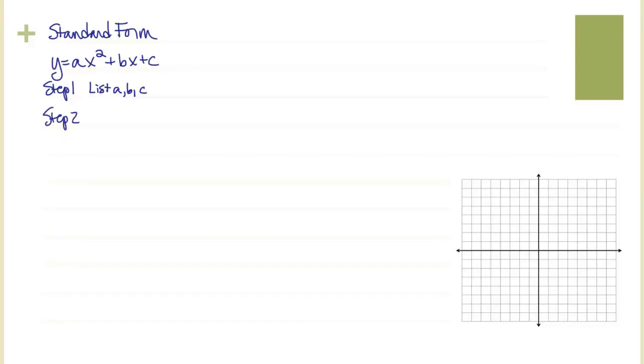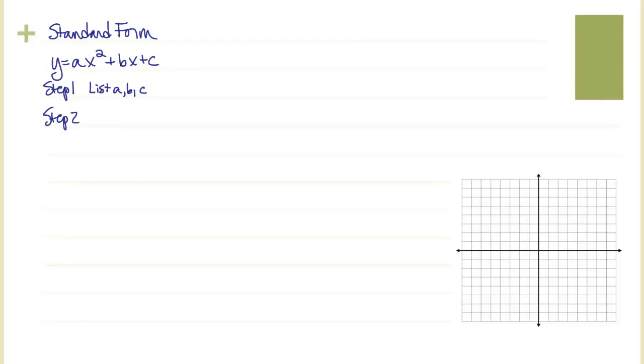So standard form, just like it was before, but now it's going to be a graph, so we're going to see it with a y instead of a 0: y equals ax squared plus bx plus c. And our steps are going to be the same to start with. Step 1, list a, b, and c. Step 2, start thinking about what those a's and b's and c's tell you.